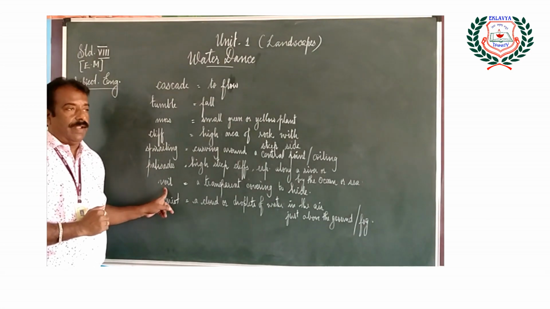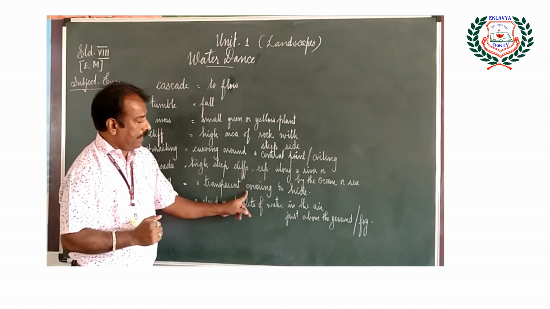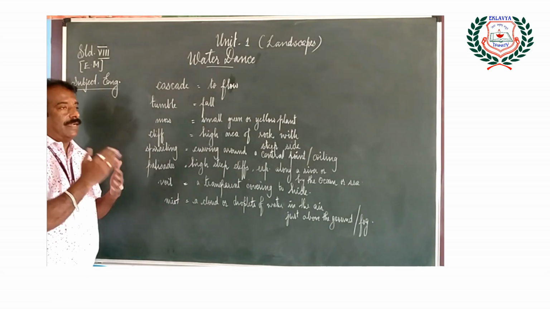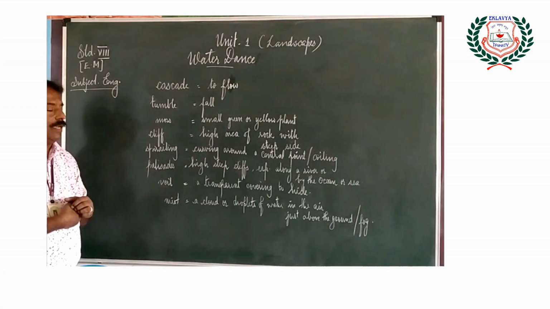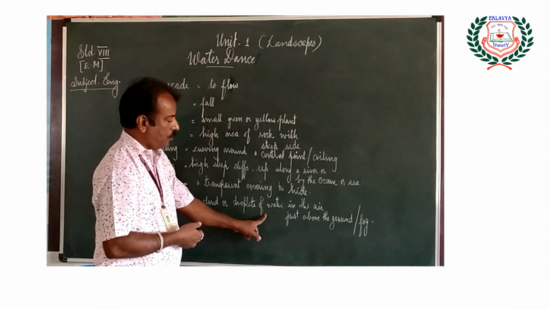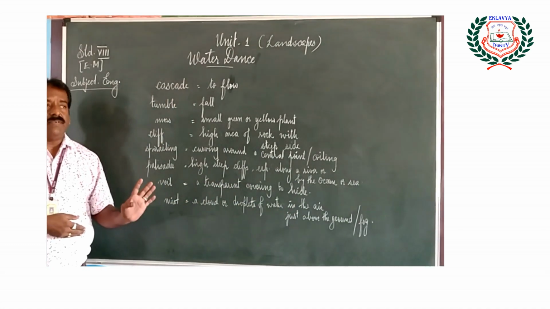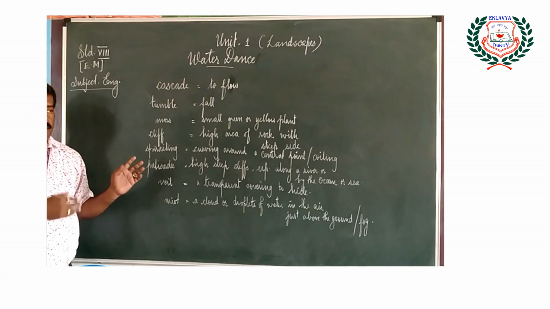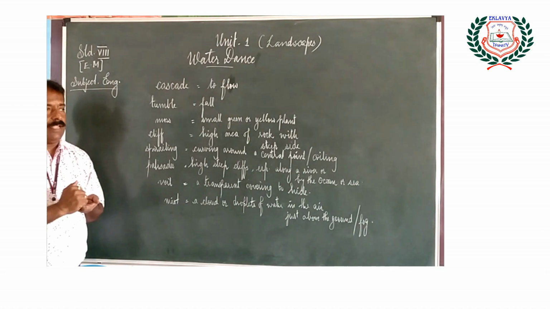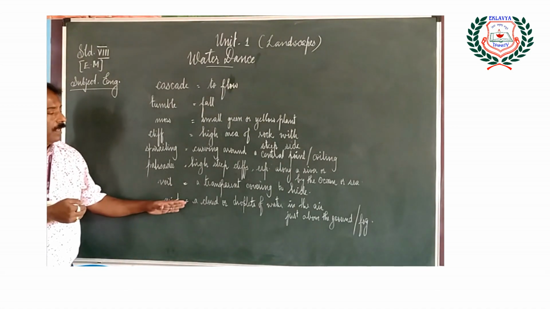The next one is veil. Veil means a transparent covering to hide something. It is translucent. It's not clear, but we can see a little bit. Next one is mist. Mist is a cloud or droplets of water in the air just above the ground. In one word we can say it's fog. That is also above the earth, a little bit above. Mostly in the wintry season, we can see this fog.